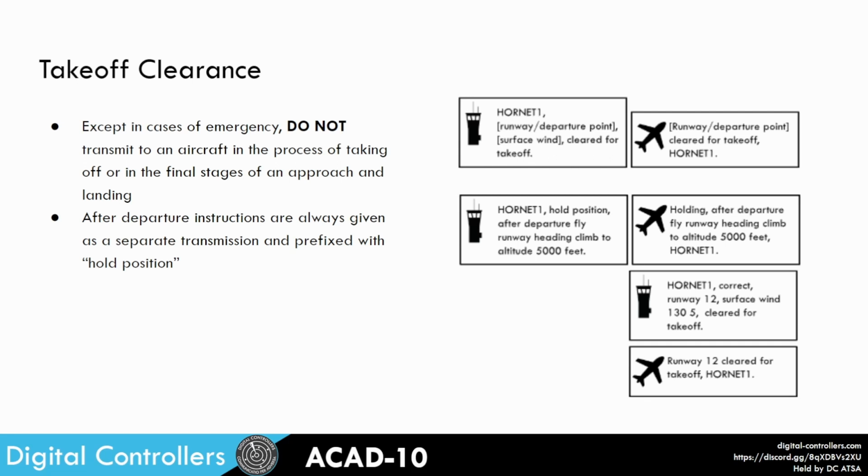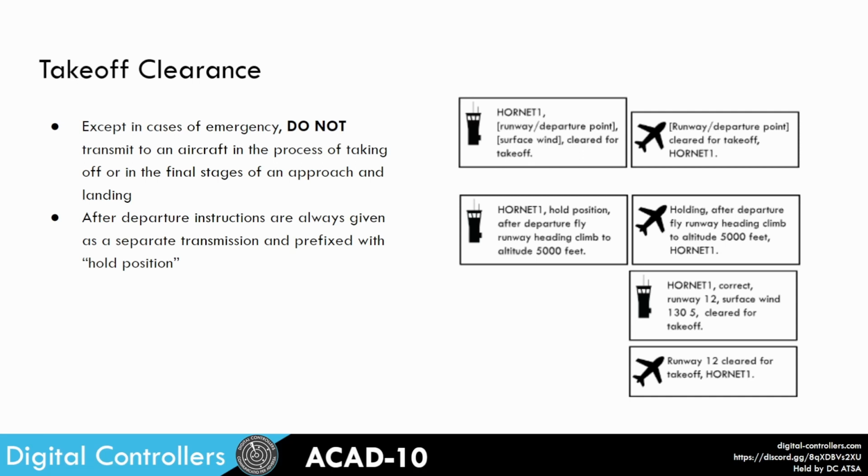We give a takeoff clearance by giving the runway, or departure point for helicopters, the surface winds, and the words cleared for takeoff. Aircraft are only required to read back the runway or departure point and the words cleared for takeoff, and then obviously their call sign. They do not have to read back the surface winds.